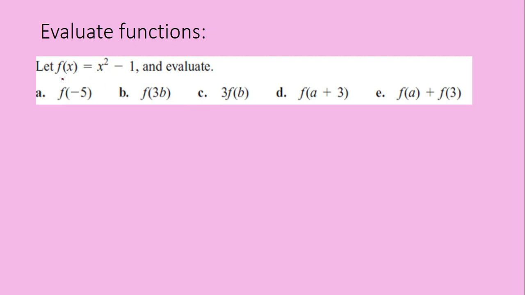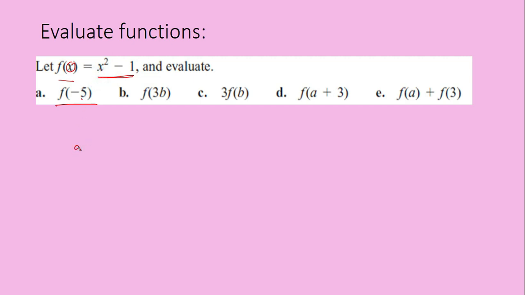A function has been given here, f of x is equal to x squared minus 1. So for every input you will get only one output. How to evaluate? Put this value. You are supposed to find f of negative 5, isn't it? The x value is negative 5, so this x should be replaced by negative 5. Wherever x comes in this function, you just replace x by this value.